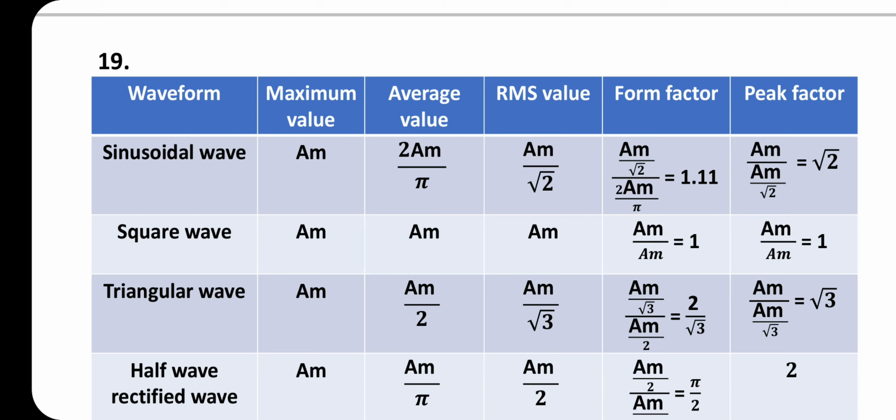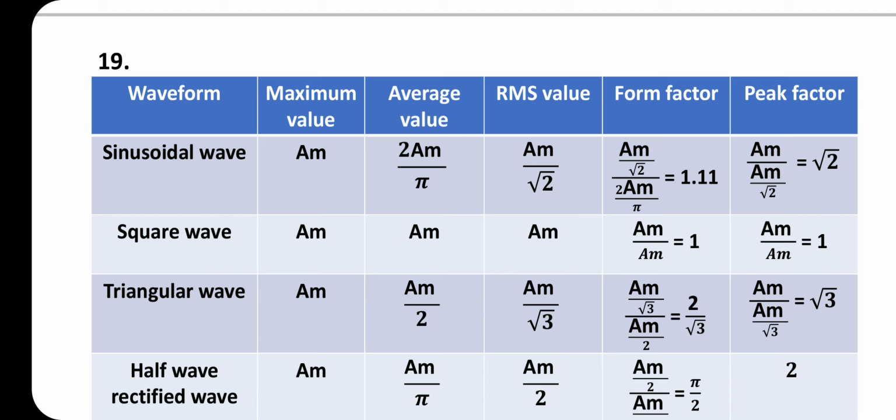Waveform and different values. For sinusoidal wave, maximum value equal to Am, average value equal to 2 Am by pi, RMS value equal to Am by root 2, form factor equal to RMS value divided by average value. Then substitute the values of RMS value and average value, we get form factor as 1.11. Peak factor equal to Am by root 2, which is equal to root 2.